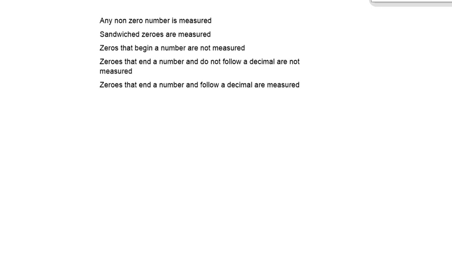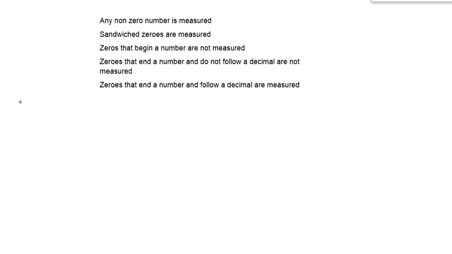Any non-zero number is assumed to be measured. Sandwich zeros are measured. Zeros that begin the number are never measured. At the end of the number, if they don't follow a decimal point, they're not measured. But zeros that end the number and follow a decimal are actually measured. Again, the goal for these numbers is to indicate the precision of our measurements. Let's look at some examples here.